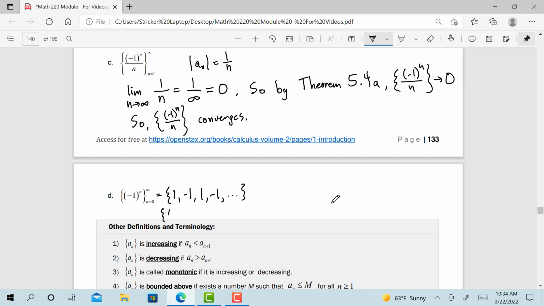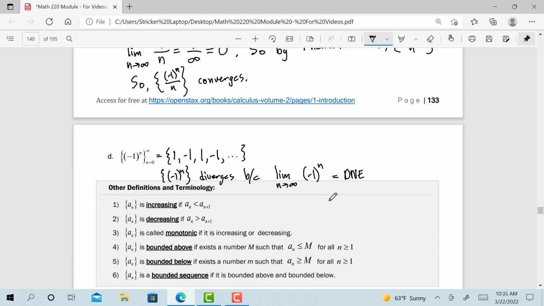So -1 to the n diverges because the limit as n approaches infinity of -1 to the n doesn't exist, right? Those terms alternate back and forth. We're not approaching some finite value. We're approaching a set of values that swing back and forth, +1, -1, +1, -1.